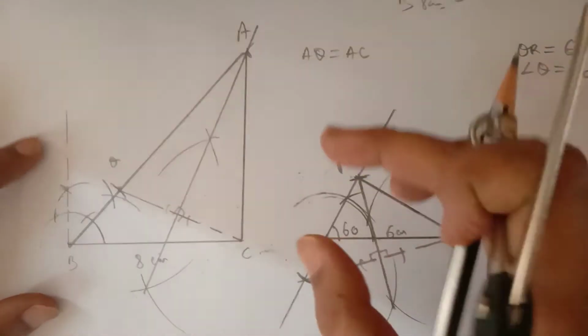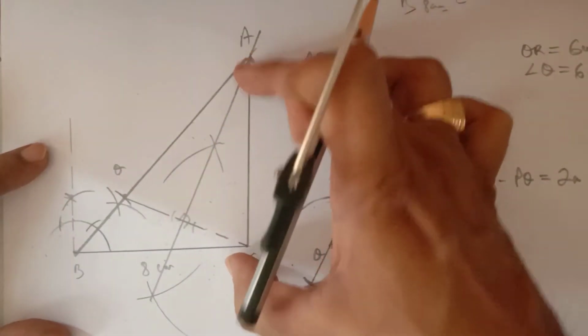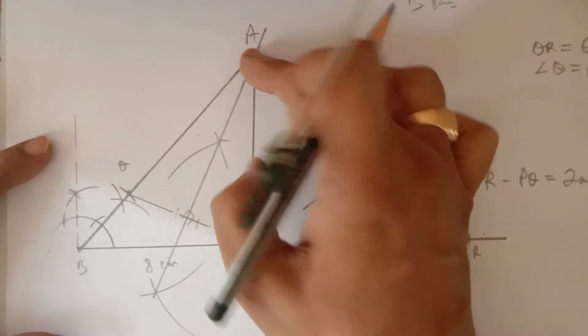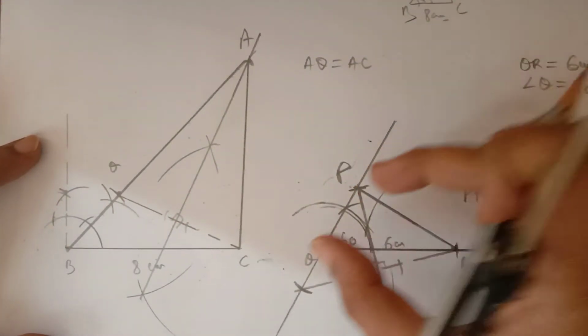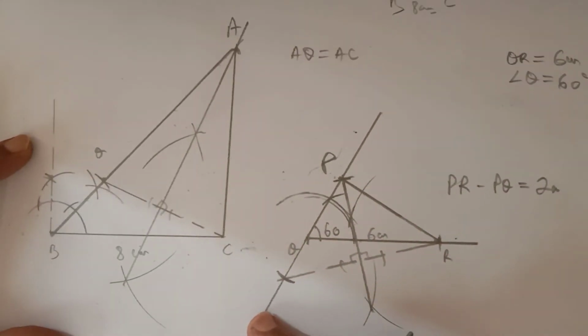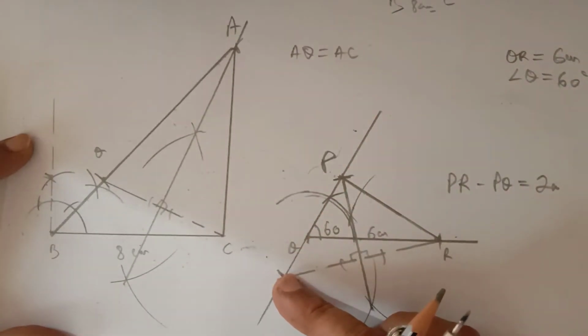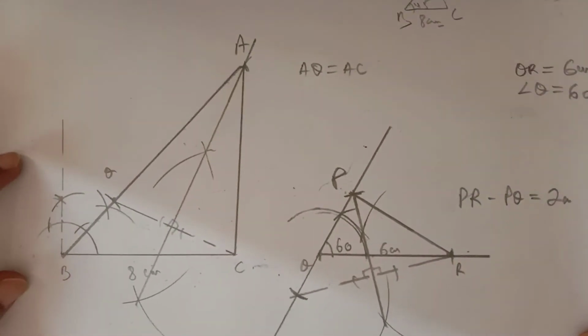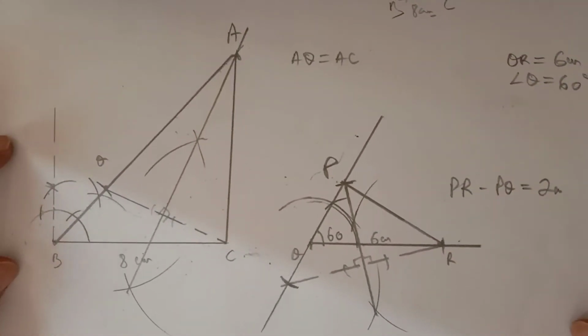So this is the way you can draw the triangle whose difference between the two sides is given. When this side is greater than this, then you have to take the difference on the upward side of the arm, and when the difference between this and this side is given, then you have to take the difference at the back side of the arm PQ. So this is the way you construct the triangle when the difference of the two sides is given.